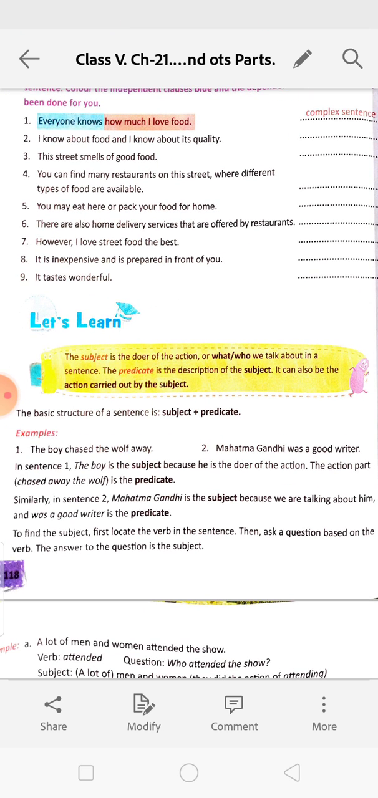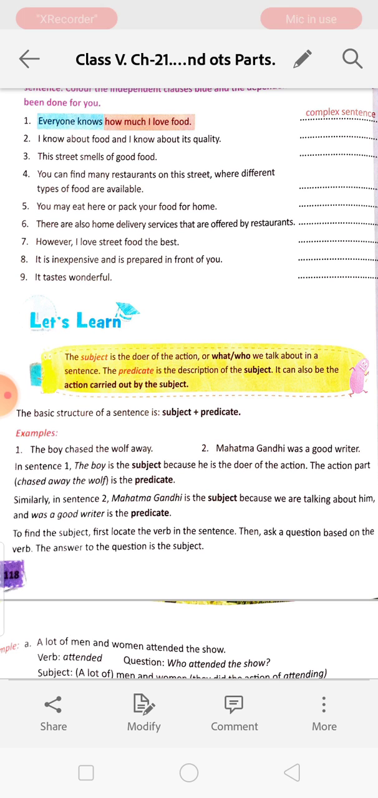Understood? To find the subject, first locate the verb in the sentence. Then ask a question based on the verb. The answer to the question is the subject. For example, the boy chased the wolf. Here the verb is chased. Chased. Who chased? The boy chased. So the answer is the boy. So the boy is the subject.